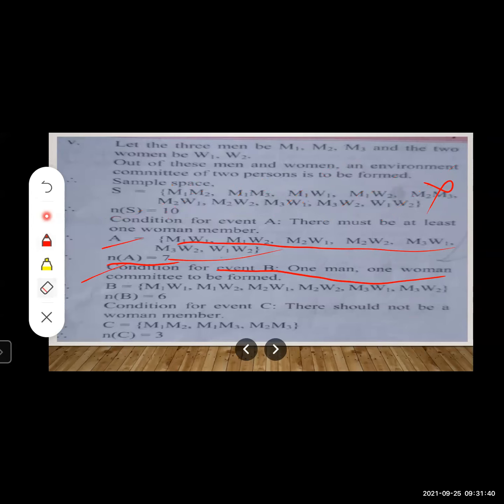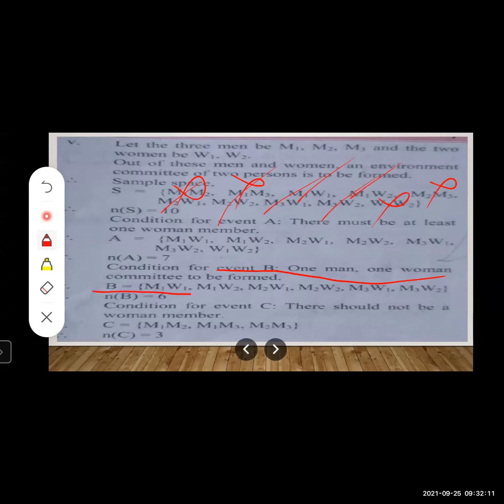So let us again move to the sample space. We want one man and one woman, one man, one woman. This is not there. Okay, we don't want both the women, right? We want one man, one woman, right?